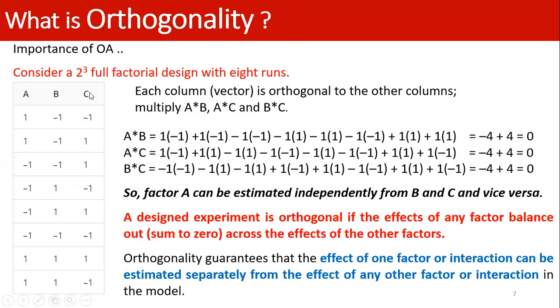There are three factors, and we are going to check these three factors at two levels, minus one and one. So you can see what happened when we multiply AB, AC, and BC all together. Finally, the summation is zero. So it means this is actually an independent design. Then this should be an orthogonal design. Right.